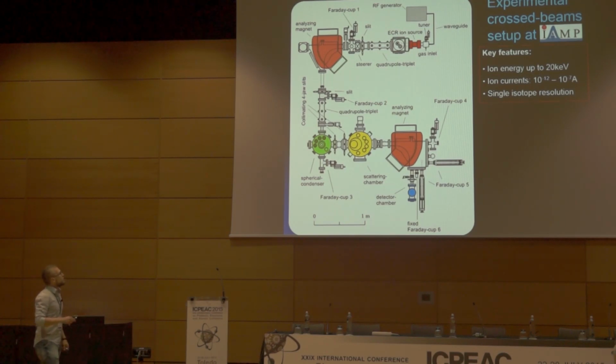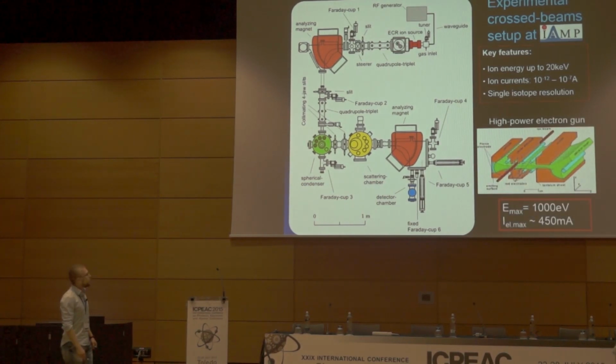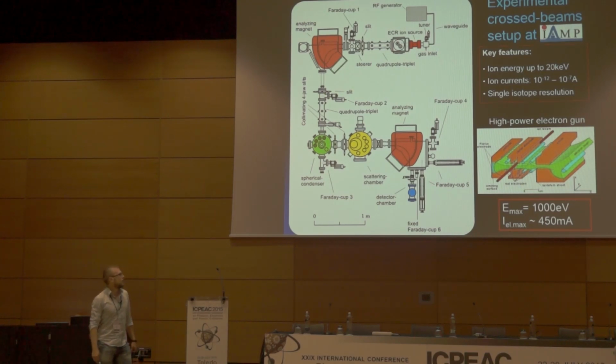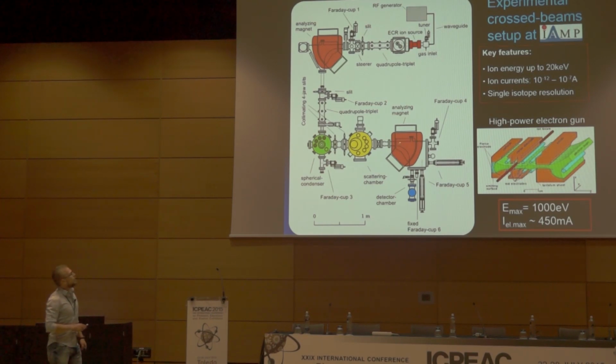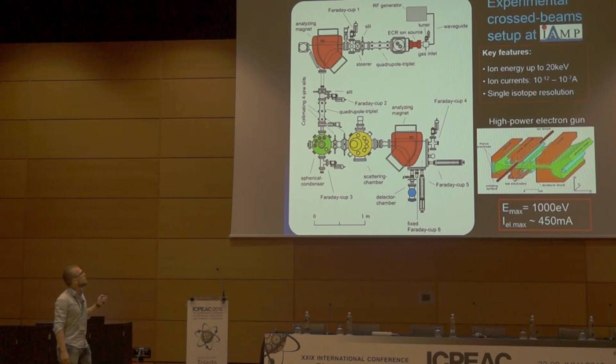We let it into the interaction chamber where the ion beam meets a ribbon-shaped high-power electron beam, whose maximum electron energy could reach 1,000 electron volts at 450 milliamperes of total electron current. Further, the primary ion beam and product ion beam are separated by the second analyzing magnet, and its field is set so that the product beam goes into the detector chamber and the primary beam gets caught by one of the two movable Faraday cups.